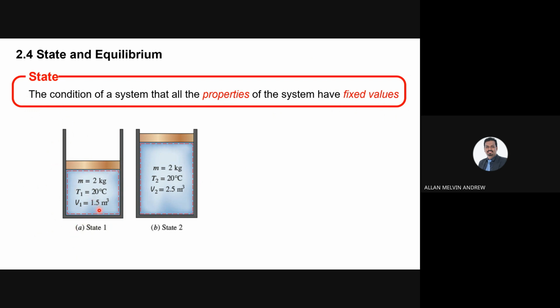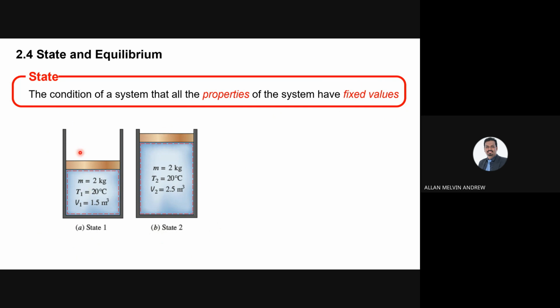After some time, let's say you make changes, either internally or externally, to the system. In this case, maybe the piston is moving, so the properties inside are changing. The mass is still 2 kilogram, the temperature is still 20 degrees Celsius, but the volume is increasing. So one of the properties is changing and it will come to another state.